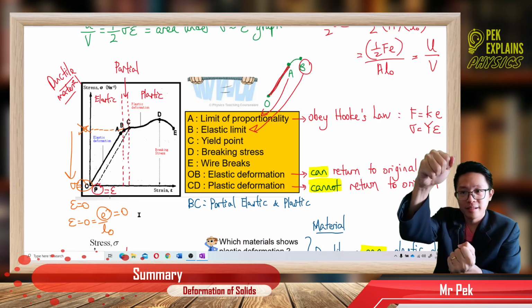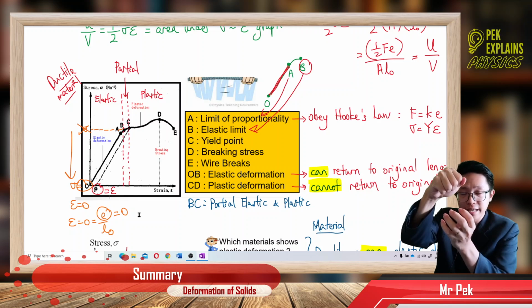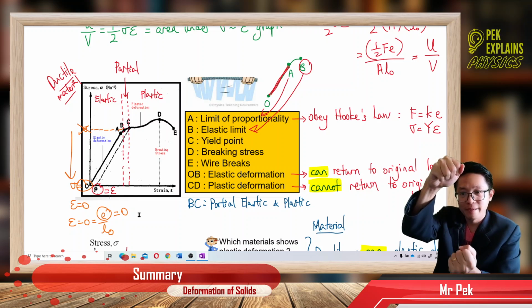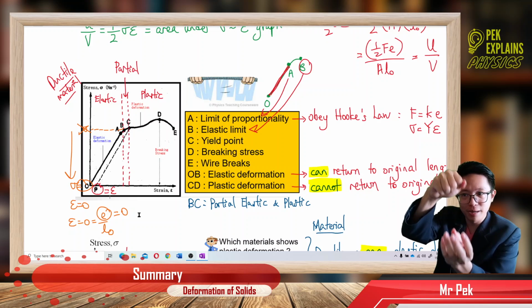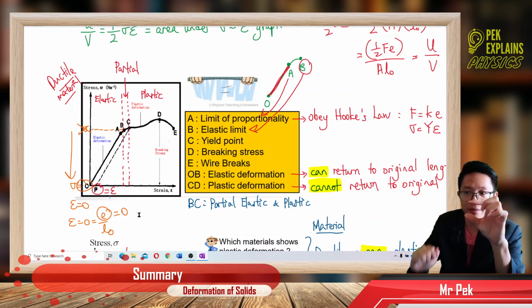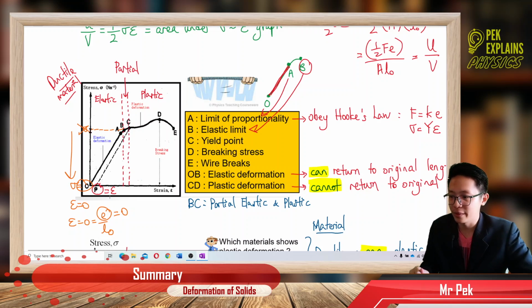If you pull until the elastic limit, you release, it can go back to original length. But you pull some more, you feel like the structure changes a bit. When you release, it still can go back, but it got a certain amount of small elongation already. Permanent elongation. Small amount of permanent elongation. So when you pull to C, C is called the yield point.